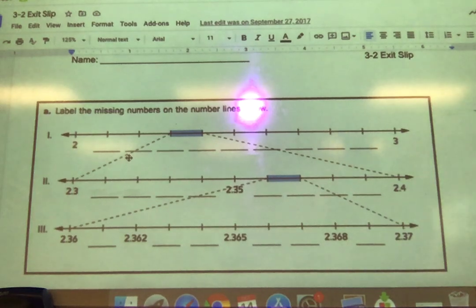Jumping into exercise slip 3-2, our focus for this lesson was to be able to zoom in on number lines to find decimals between decimals. Should look familiar. We've done this with fractions as well to find fractions between fractions. But with decimals, we're going to jump in and make sure we understand how they work a little bit better.